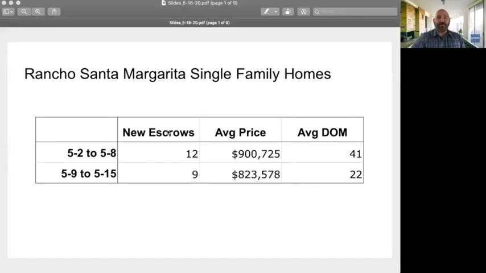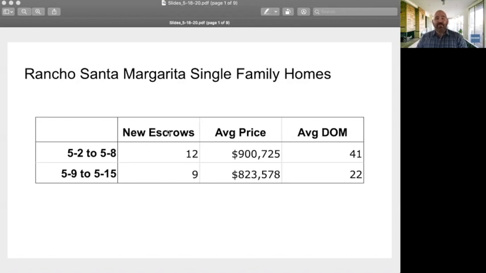So this is pretty fun here. I'm sharing the screen here. This person who contacted me over the weekend, I promise there is a point here and I'm leading you to it, asked me about Rancho Santa Margarita. They asked about condos, but I felt like that market was way too small. So I said, let's do single family homes, right?